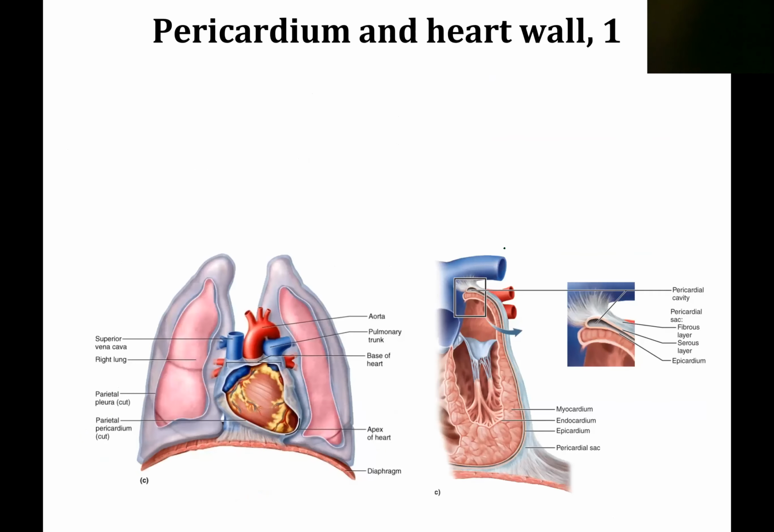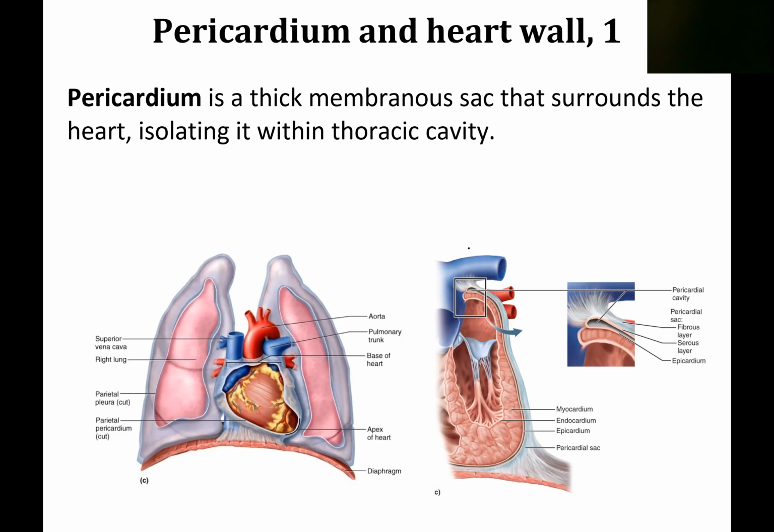The pericardium. This is a concept that you're going to see here and other places. It has the same components in the other places. We just change out pericardium for the root word. So with the pericardium, you have a thick membranous sac that surrounds the heart, isolating it from the rest of the thoracic cavity.